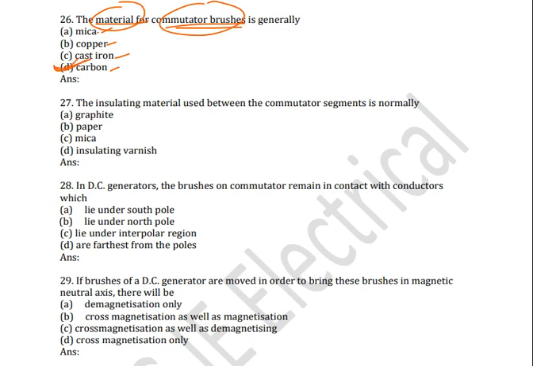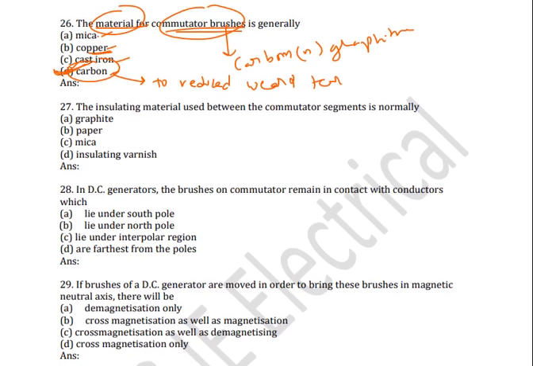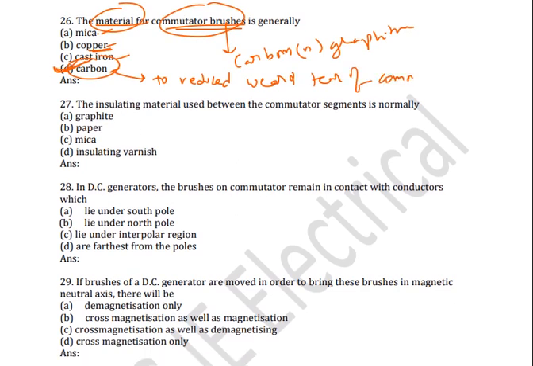So generally for brushes, what do we use? We use carbon or graphite. Generally brushes are made up of carbon or graphite. In case of low voltage and high current applications, we use copper. Just remember that one also. The main reason for using carbon brushes is to reduce the wear and tear of the commutator. Important point.